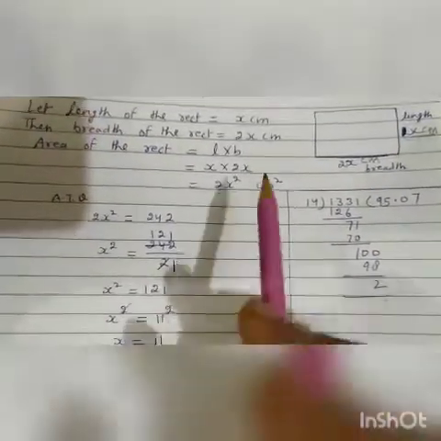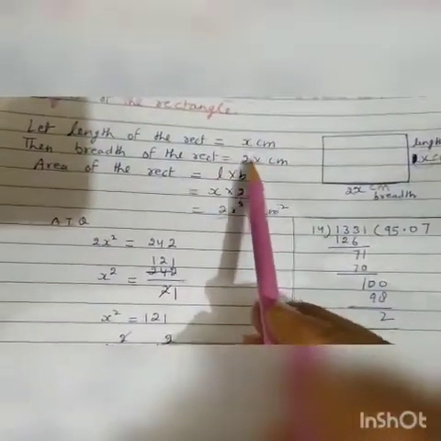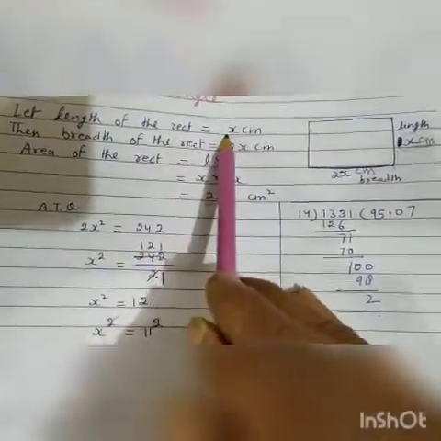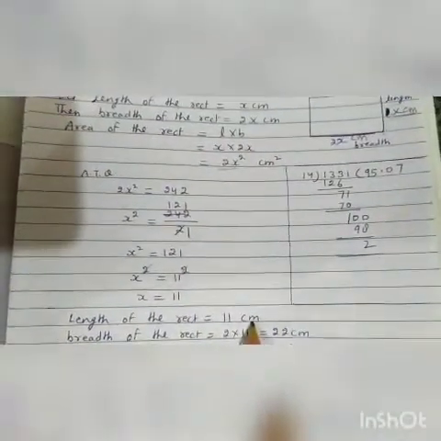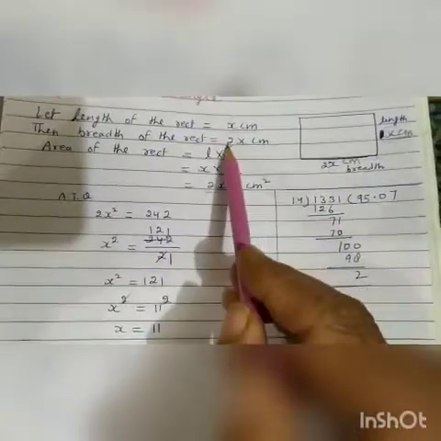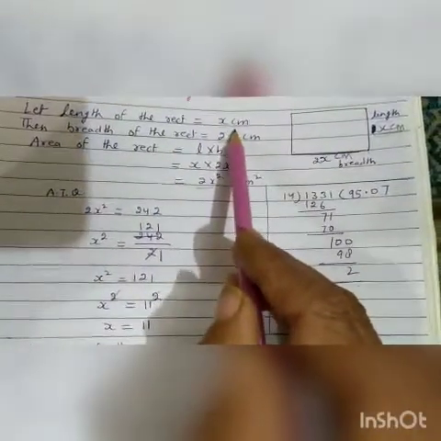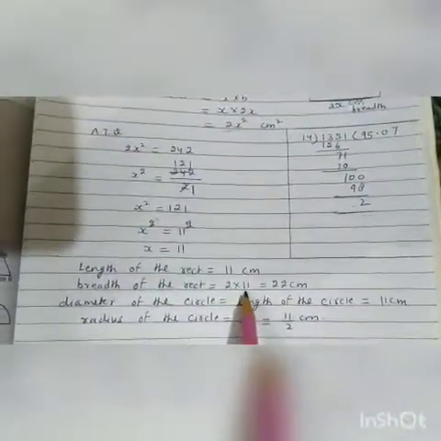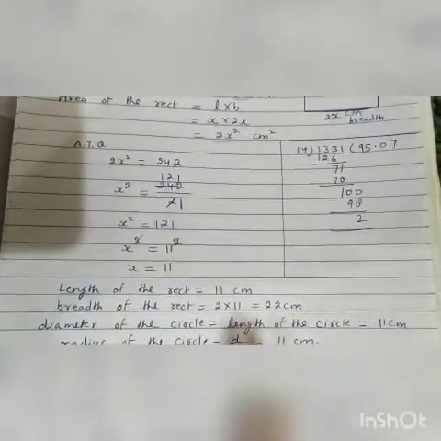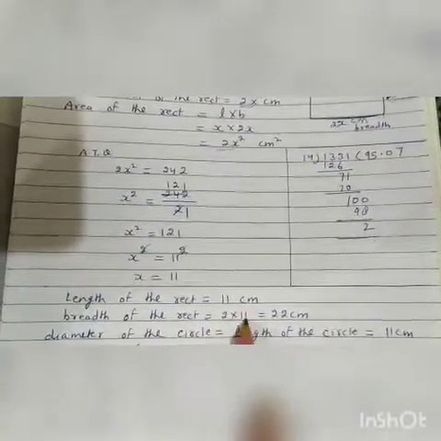Means now we will put the value of x here and here. Length of the rectangle is 11 centimeter. Breadth of the rectangle is 2x. 2x means 2 multiply x. So 2 multiply 11, 22 centimeter. This is the length and breadth of rectangle.